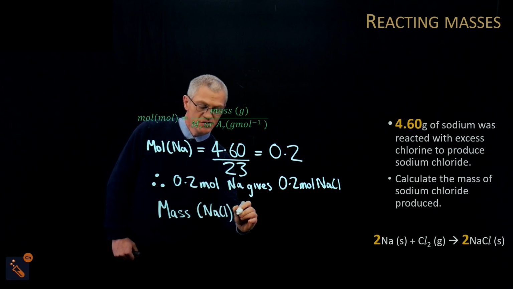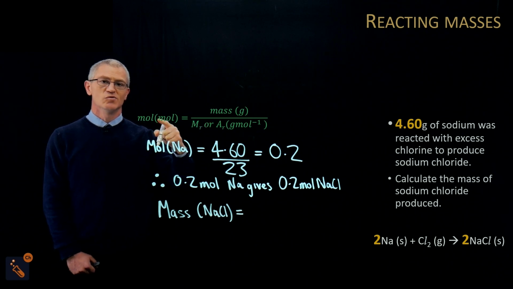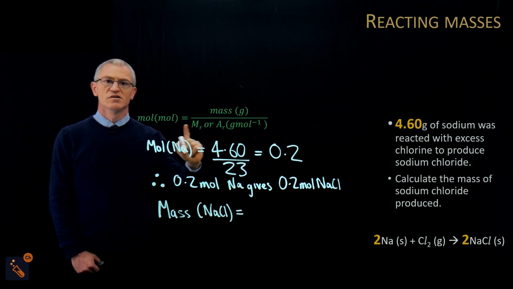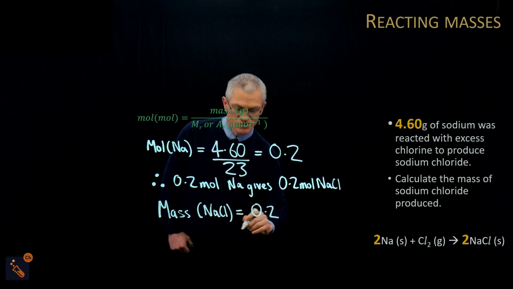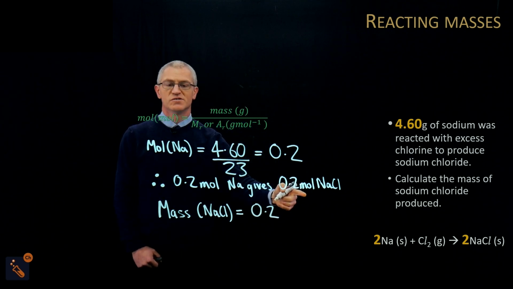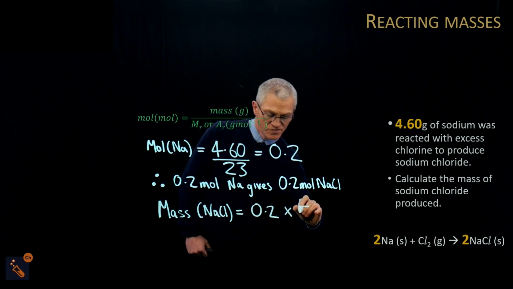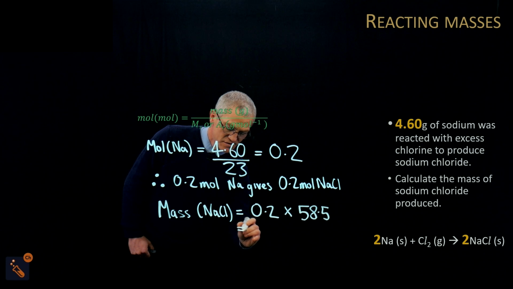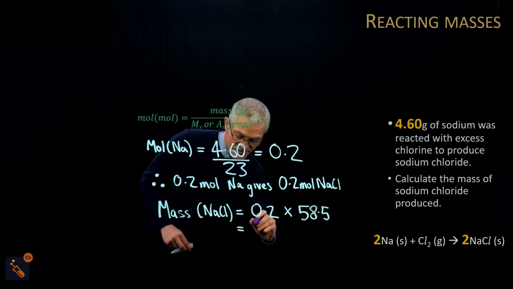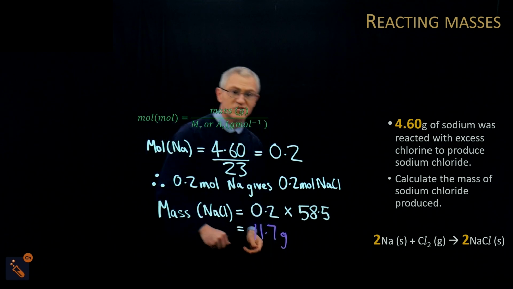The mass of the sodium chloride is going to equal, if we rearrange this equation, we want it to equal mass. We don't want it to equal moles anymore. If you rearrange that equation, the mass is going to be equal to the moles times the molecular mass. The moles we know is 0.2, because there's 0.2 moles of sodium chloride. We times that by the molecular mass of the sodium chloride, which is 58.5. That equals 11.7 grams in total.